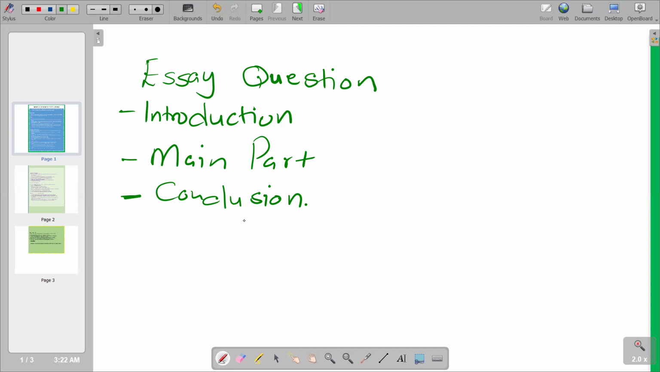Also, we should take note that the elements that are in the introduction are not supposed to be seen again in the main body. So whatever you write in the introduction, after you have compiled it, should not be repeated in the main body. Let's take note of those points.